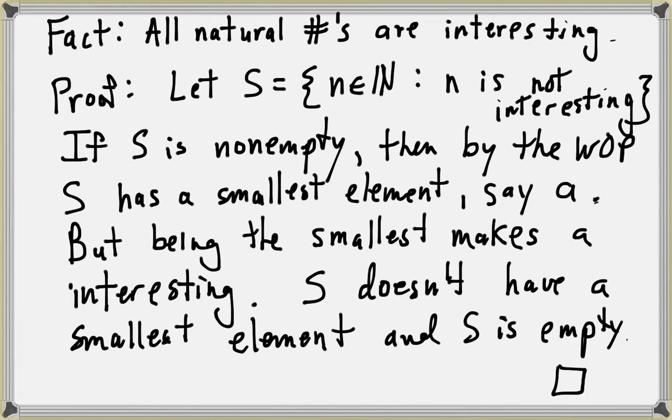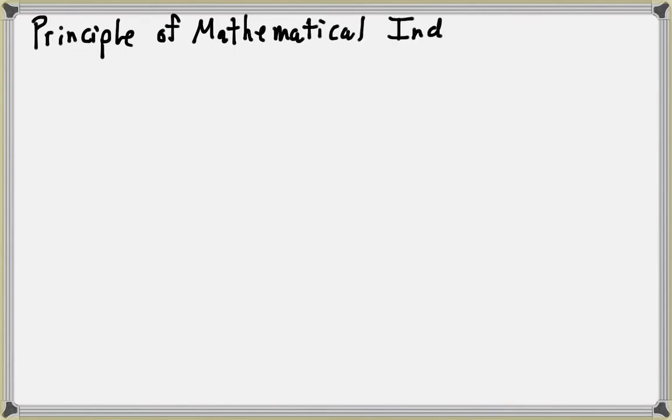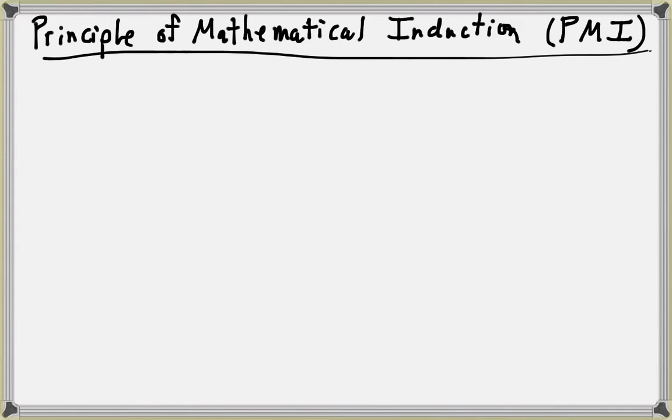Now the next principle we talk about is another valuable tool for proving results about integers. This is actually equivalent to the well-ordering principle. It's called the principle of mathematical induction, and I'm going to abbreviate this with PMI. We'll prove here in a few minutes that this is actually equivalent to the well-ordering principle.